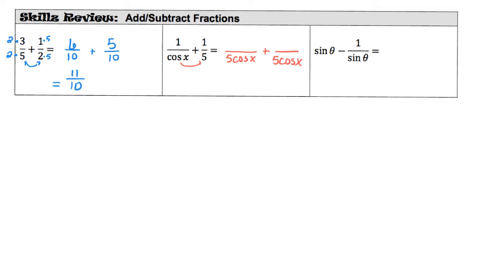To get my first fraction to have 5 times the cosine, I'm going to multiply the denominator by 5 and the numerator by 5. So that will give me 5 over 5 cosine x. And then 1/5, I'm going to multiply both the top and the bottom by cosine of x. So my numerator of my second fraction is cosine of x.